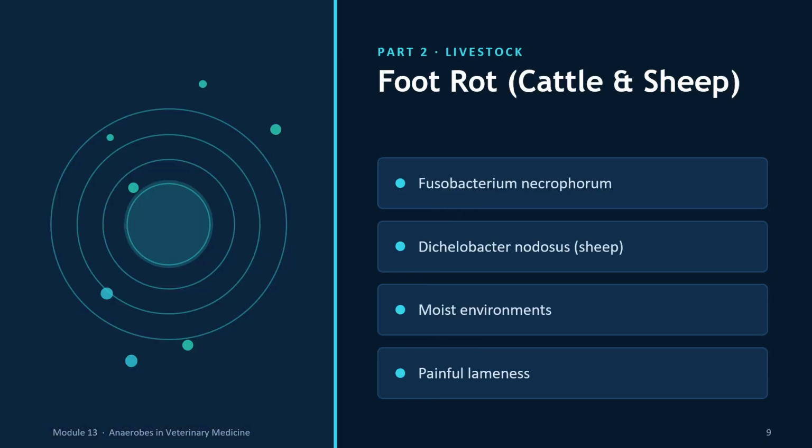Foot rot is a classic anaerobic infection. Fusobacterium necrophorum is the primary pathogen in cattle. In sheep, Dichelobacter nodosus is also involved. Moist, muddy conditions soften the interdigital skin, allowing anaerobes to invade.